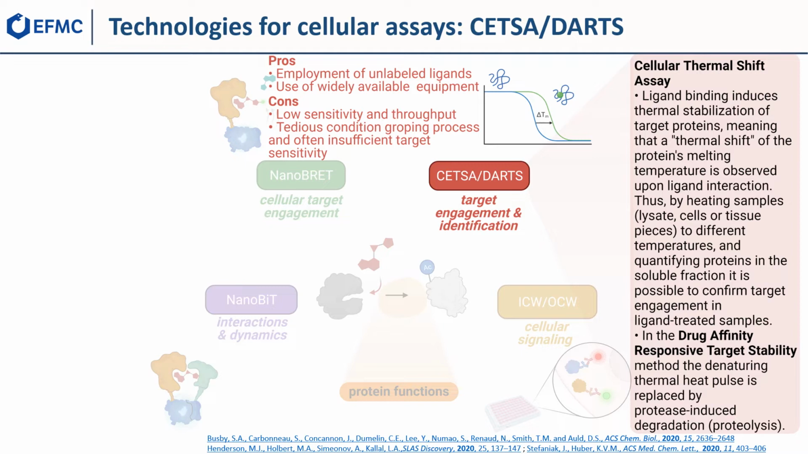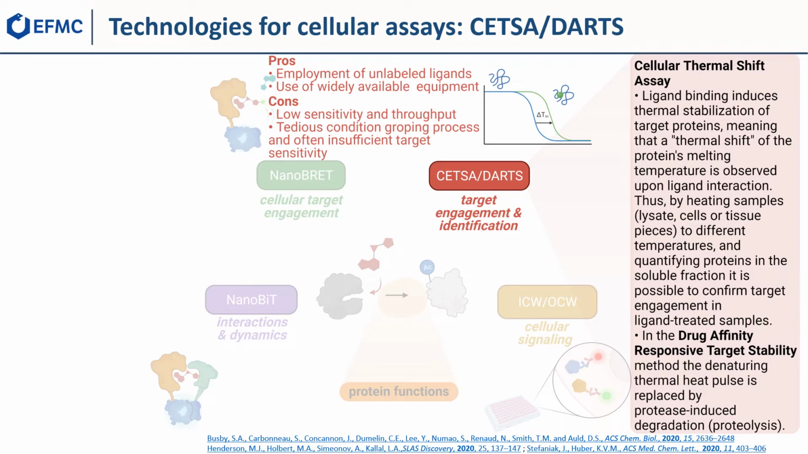CETSA can be performed with intact cells, where following the heat pulse and subsequent lysis, the aggregated and denatured proteins are removed by centrifugation, and target engagement is confirmed by the presence of an increased amount of protein for the compound-treated sample. The coupling of the technique to quantitative proteomics enables the profiling of thousands of proteins for the capacity to engage various types of small molecules.